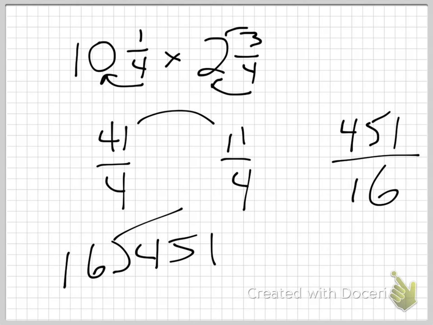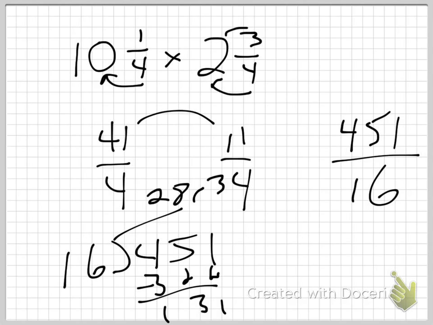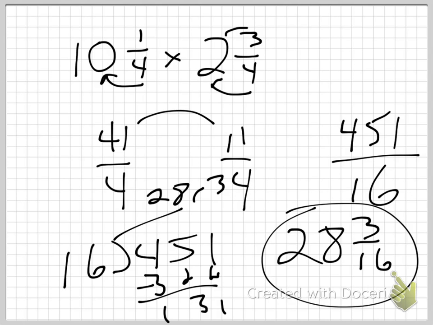16 goes into 45 twice. That's 32. That's 13, 131. It ends up being 28 with a remainder of 3. So what's the answer? Jonathan? 28 3/16. How many of you got that?